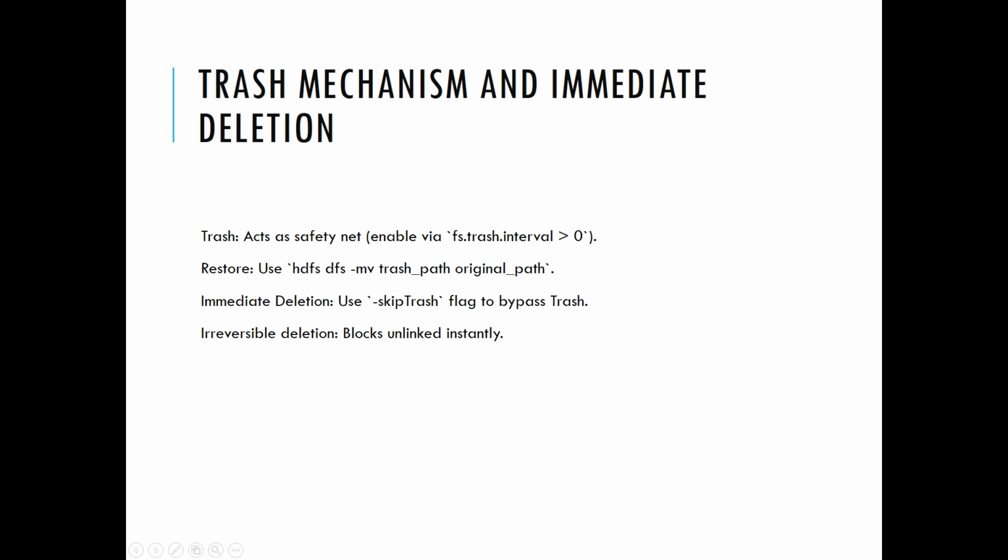It is enabled when fs.trash.interval is set to a positive value, e.g., 360. To restore a file from trash, users can manually move it back to its original path using hdfs dfs -mv <trash path> <original path>. However, if immediate deletion is necessary, bypassing trash, users can append the -skipTrash flag to the rm command, e.g., hdfs dfs -rm -skipTrash. This action irreversibly unlinks the file's data blocks instantly, making recovery impossible. This approach is typically reserved for ephemeral or non-critical data where rapid storage reclamation is prioritized over safety.